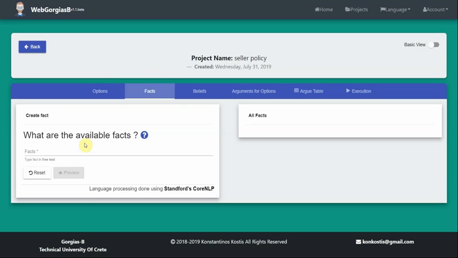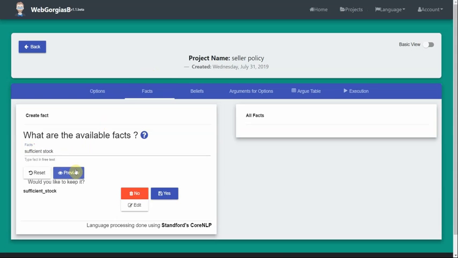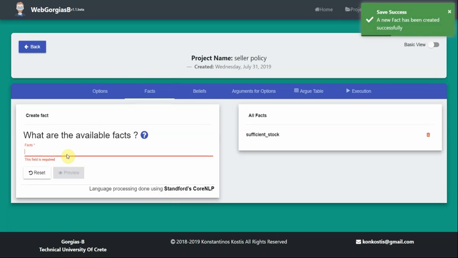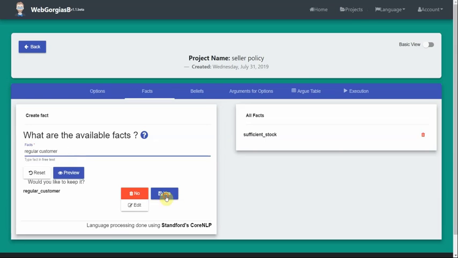define my policy. So the context is that I have enough stock to serve a customer, so I have sufficient stock. Okay, yes, I want to keep it. And then another fact is that I have a regular customer. All right, yes.